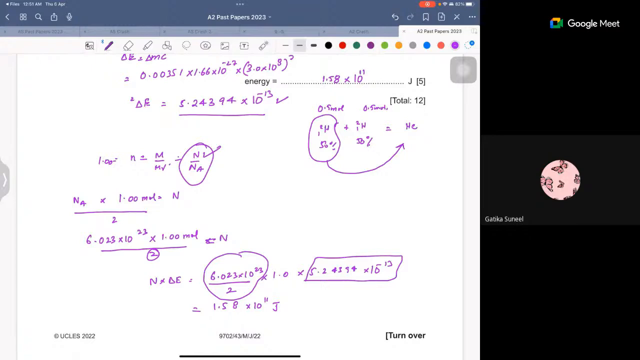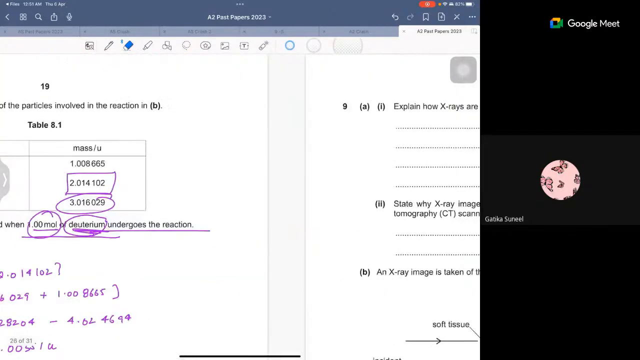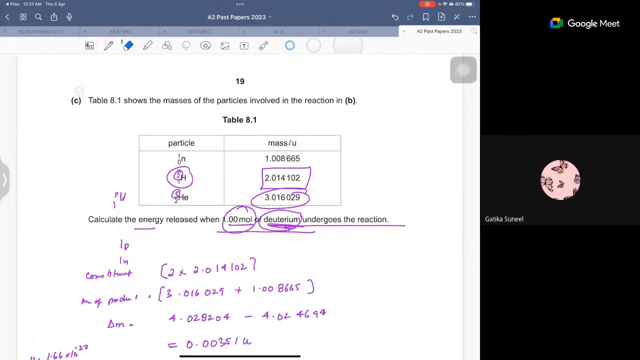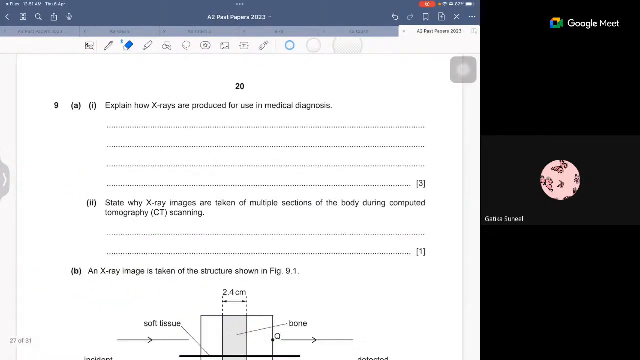So just remember this is one deuterium. And if you add another deuterium, then that's a different story altogether. Okay, that's fine. So this was a very, very good question. A very tough one. This is supposed to be.